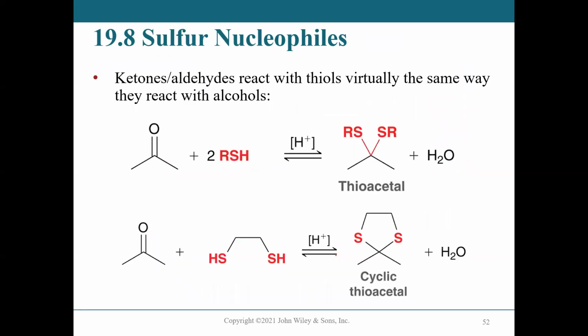So now we get to the study of sulfur nucleophiles. Instead of OR groups, remember with the acetals, these are oxygens. Now we're looking at sulfur. And note that sulfur is just one down from oxygen. Ketones and aldehydes react with thiols virtually the same way. That kind of makes sense, right? Because sulfur is just one down from oxygen on the periodic table. And we're going to form our thioacetals, and then our cyclic thioacetals. We can just imagine that it's kind of the same mechanism as with oxygen, just with sulfur now.